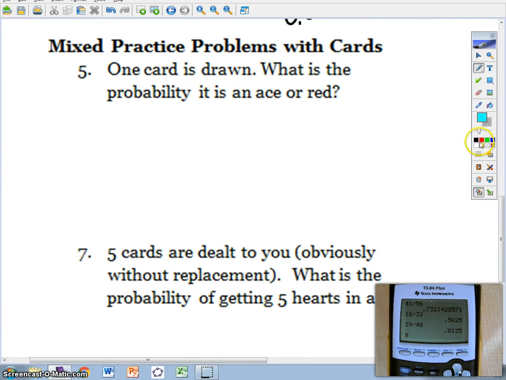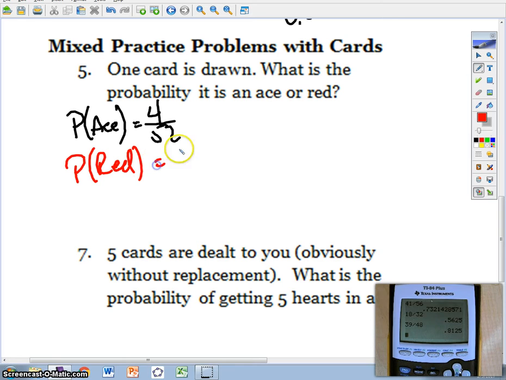Because, you know, if you're going to play cards, you need to be informed. All right, one card is drawn. What is the probability that the card is either red or an ace? All right, so the probability that it is an ace, as you all know, is 4 out of 52. The probability that it's red, well, 26 cards out of a deck are red.